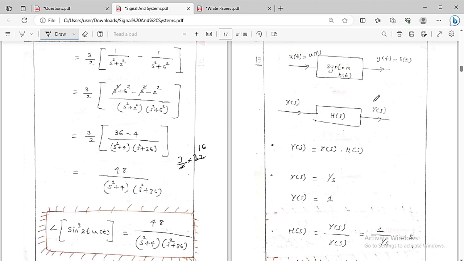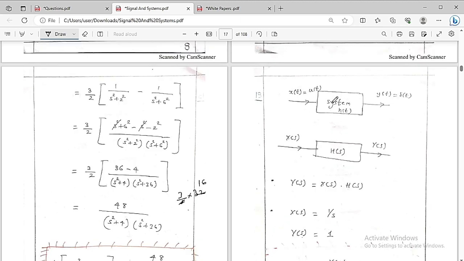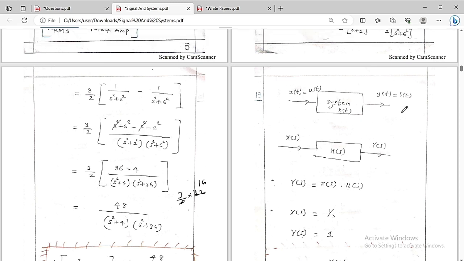So you can see this is the system. The system has an impulse response of h of t. The input is x of t and the output is y of t. The x of t is equal to u of t, and the output y of t is equal to delta of t. If the input is a unit step input, the output we are going to get is the unit impulse signal. If you convert it to Laplace transform, this will become x of s, this will become h of s, and this will become y of s. So y of s is equal to x of s into h of s, as we already know.